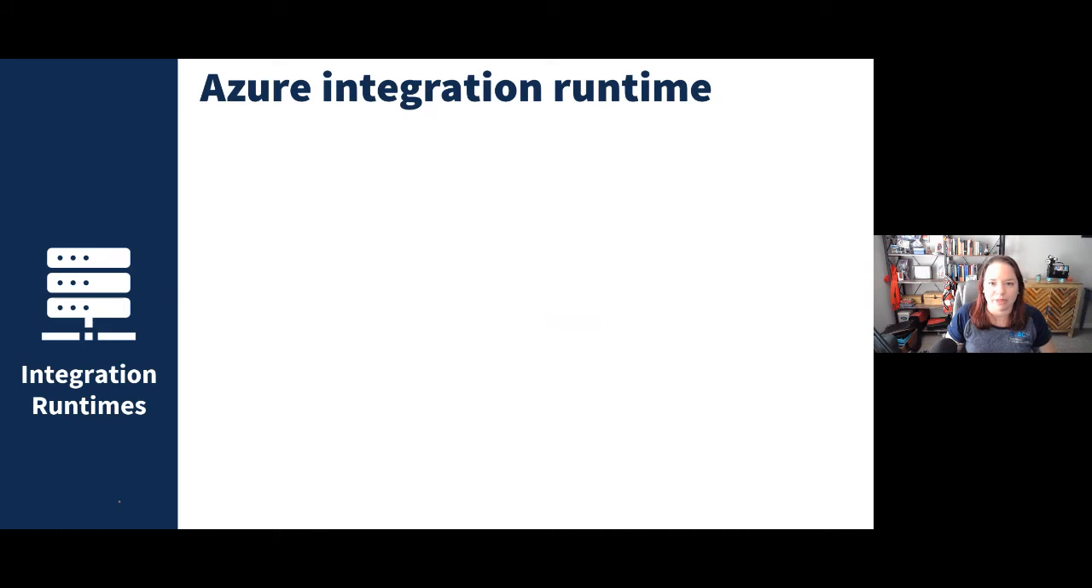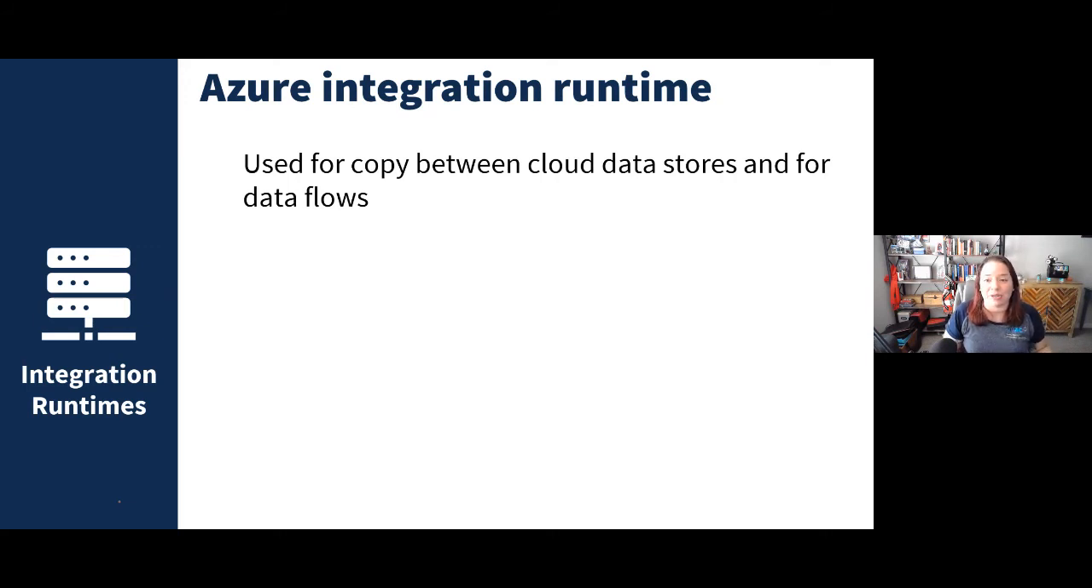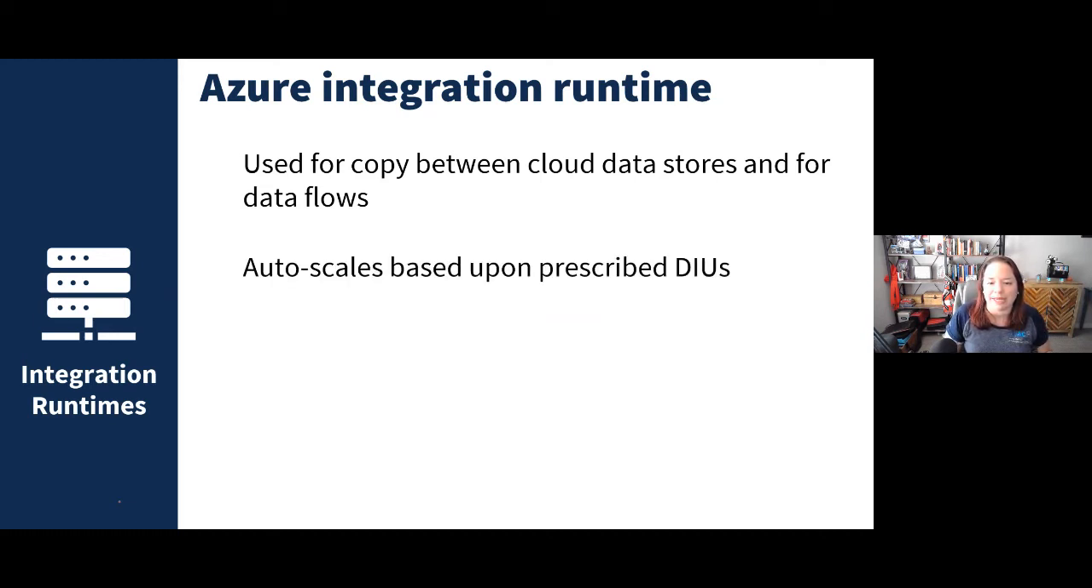So that was self-hosted. Let's talk about Azure. We use Azure integration runtimes when we're copying from cloud to cloud store. So this might be database to data lake or blob storage to other blob storage. It also gets used for data flows, so the transformation piece that's available in Data Factory. It auto scales, so you don't provision a size necessarily when you're just doing copy activities. What you do is you build a pipeline with a copy activity, and then you tell it how many data integration units you're willing to use, and it will scale appropriately.